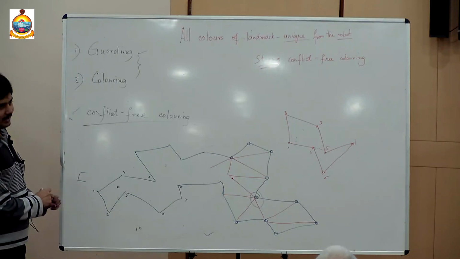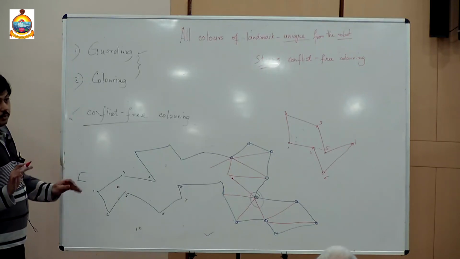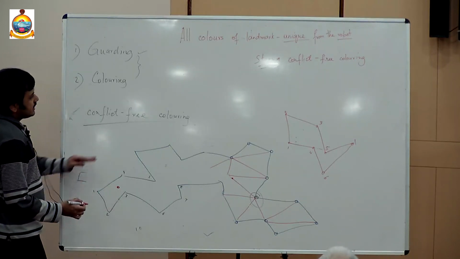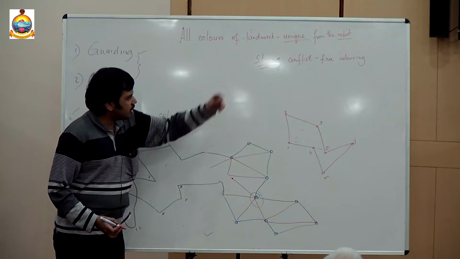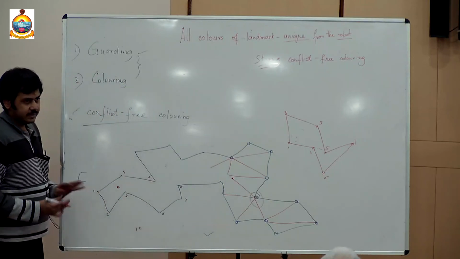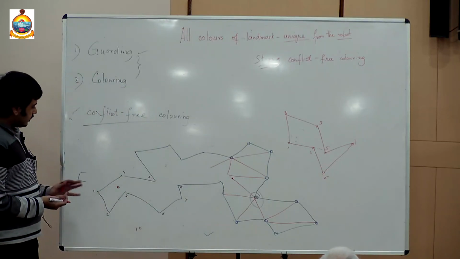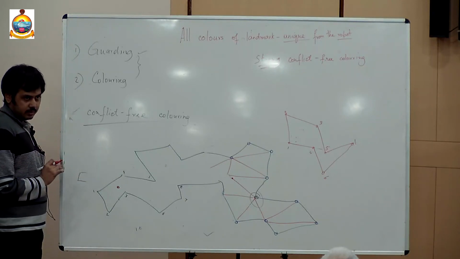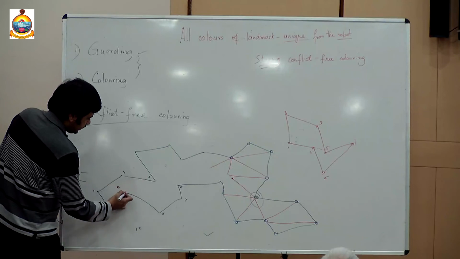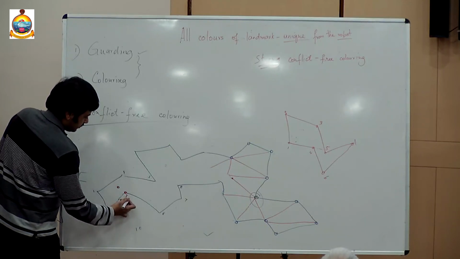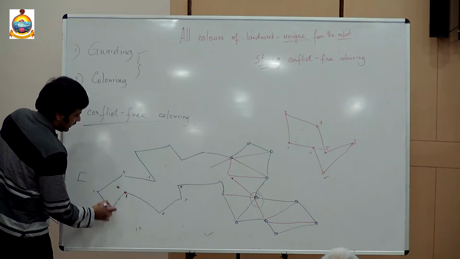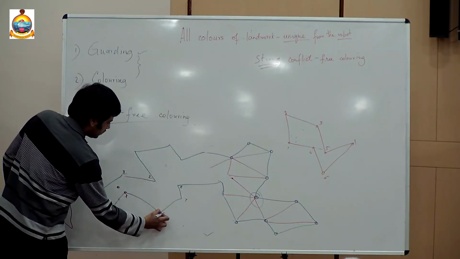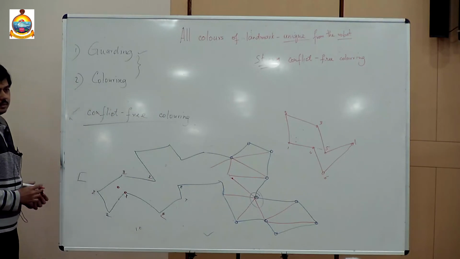So I will give the example. For this point, under our previous notion, strong conflict free coloring, we were requiring 8. With our new notion, which requires only one unique color, we just need color 1, and let everything else be color 2.